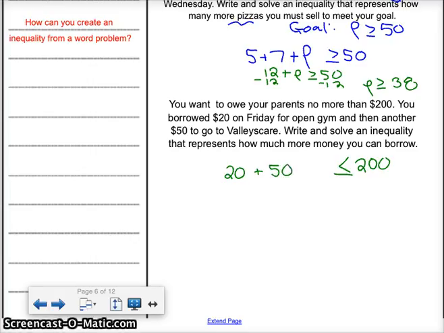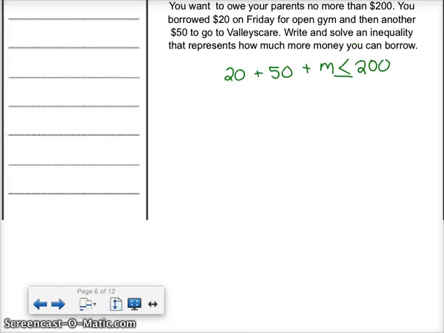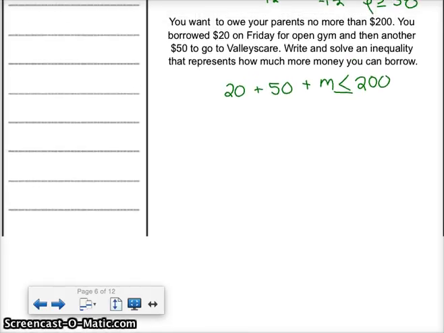Write and solve an inequality that represents how much more money you can borrow, plus M, money. So my $20 plus my $50 plus what has to be smaller than or equal to 200. Again, you can move your 20 and then your 50, so minus 20, then minus 50. But I combine them myself. So this would be 70 plus M has to be smaller than or equal to 200. My money that I can borrow has to be less than or equal to $130 more. Okay? And that's your target today.